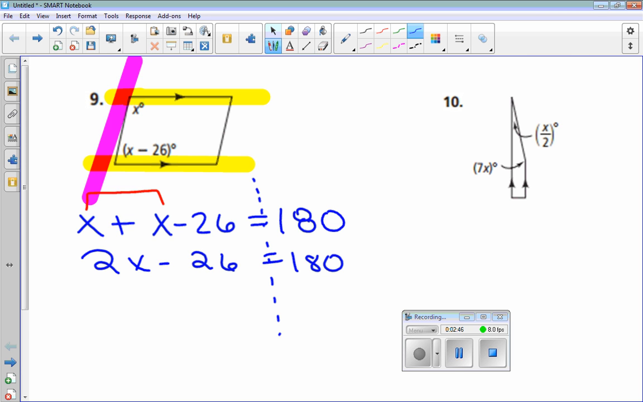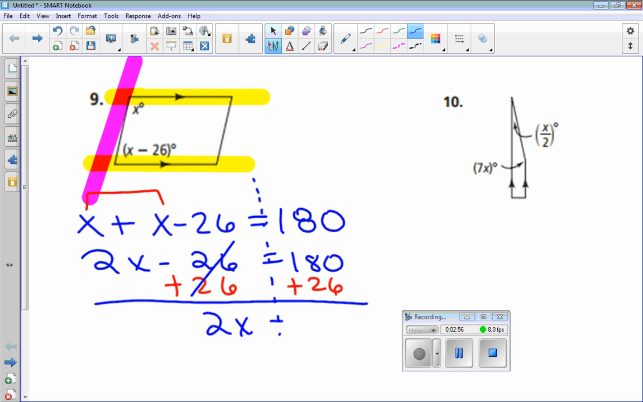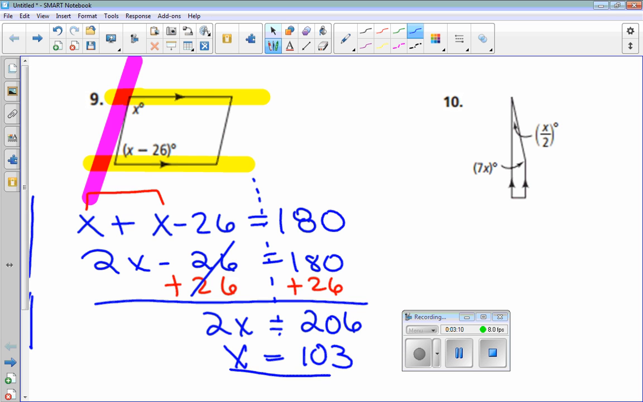Perfect. I'm going to add 26 to both sides. That's exactly right. And I have 180 plus 26. So I have 2x is equal to 206. And then I'm going to divide by 2. And when I take 206 and divide by 2, I get x is equal to 103. So that's what x is.